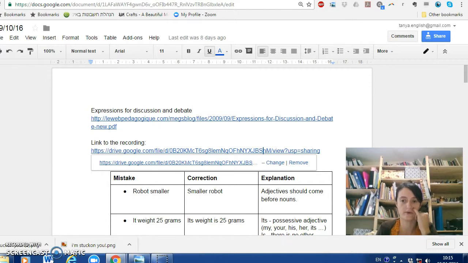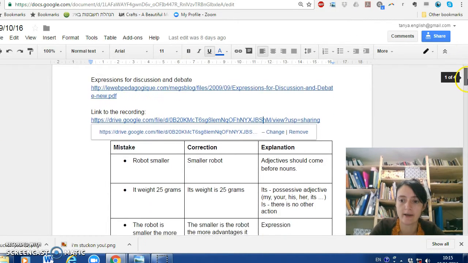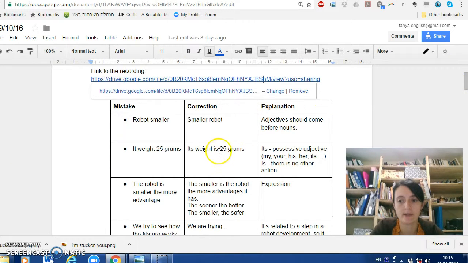I usually organize the remarks in a table. Here's a table. I take down the mistakes, I write them down, and I correct them. And then on the right side of the table, I give a short explanation of why this was incorrect. So I divide my feedback into several parts. First of all, overall impression. I say, okay, it was fluent or it was slow. Usually, I prefer to start with something positive.